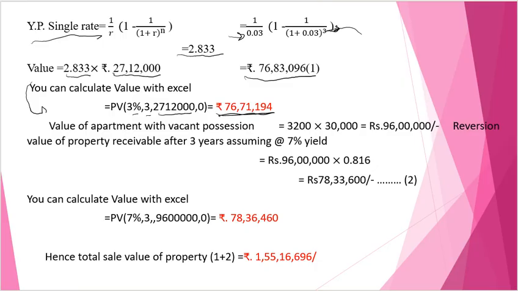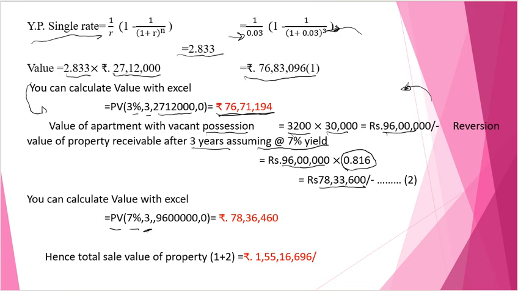So after 3 years, the property will revert back to the licensor. So value of the apartment with vacant possession will be 3,200 into 30,000, 96 lakh. So it will revert back after 3 years, assuming at the rate of 7% yield. So 96 lakh multiplied by present value factor, you calculate for 7% for 3 years, it is 0.186, 78 lakh 33,600.